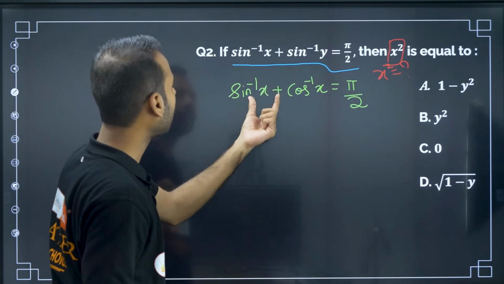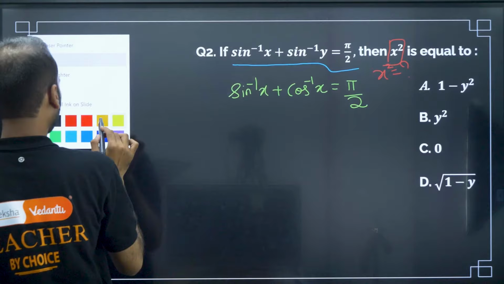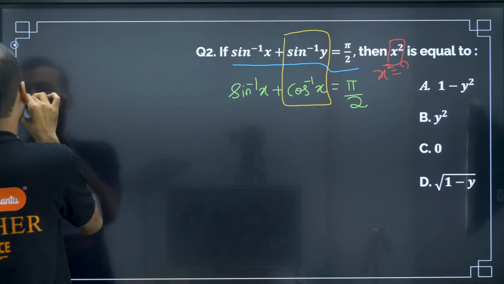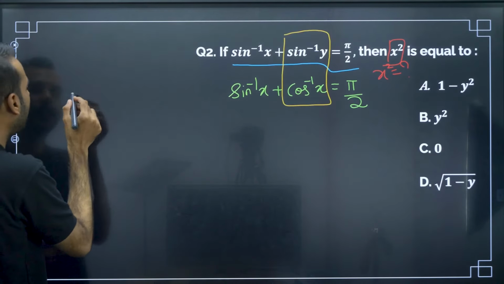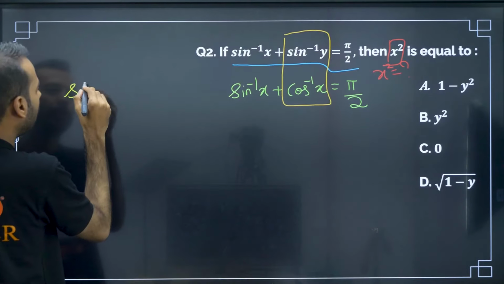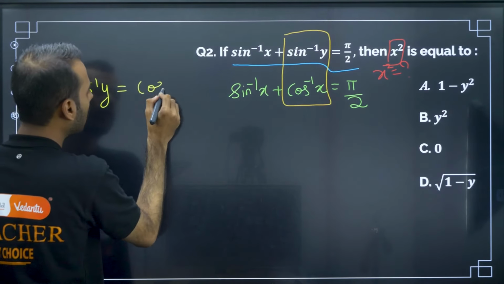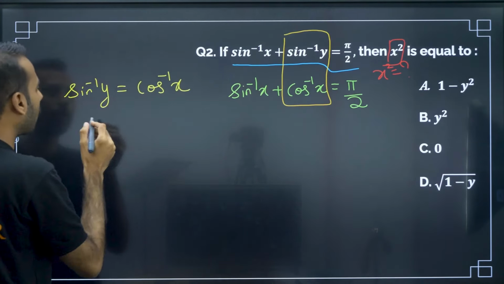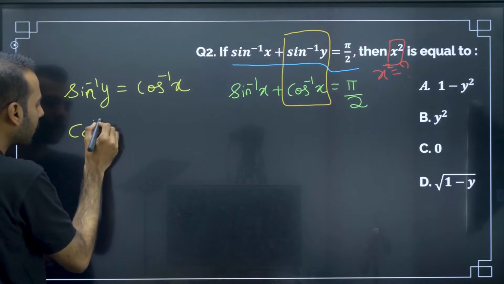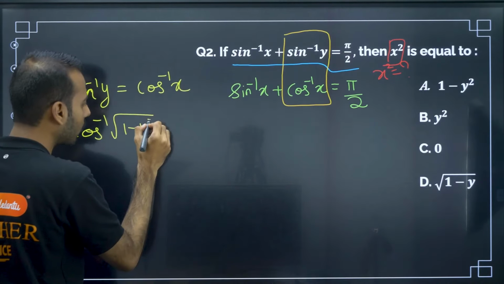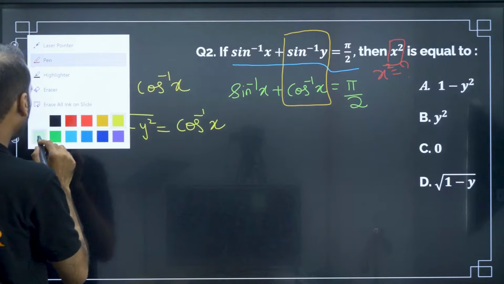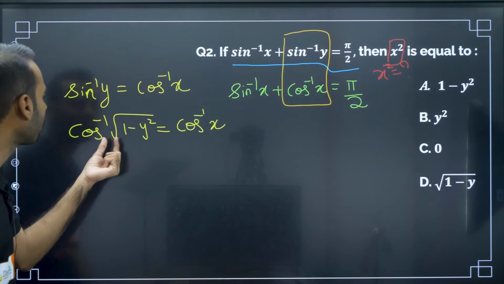Now the moment you see here, everything is same, but in place of sin inverse y, we are having cos inverse x. That means sin inverse y is equal to cos inverse x. From here I am coming to a conclusion. Now if I want to write sin inverse y in terms of cos inverse, I will write this as cos inverse root of 1 minus y square is equal to cos inverse x.